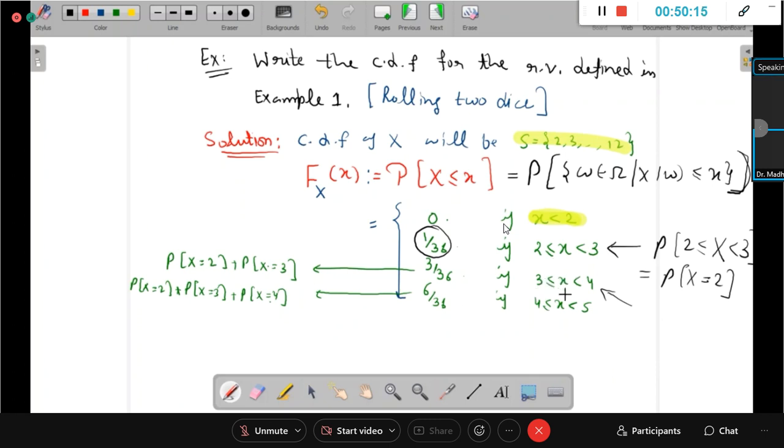Now, when you move to the next event, 3 ≤ x < 4, any x which takes a value of at least 3 and less than 4, this is how you will read it.